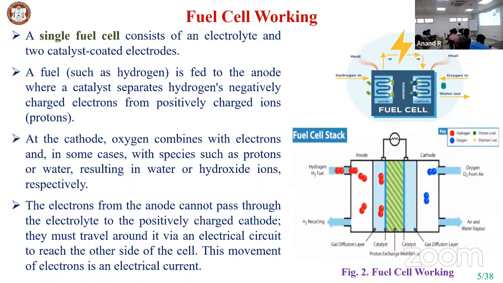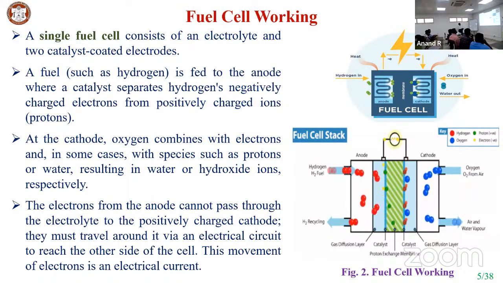Hydrogen fuel is fed into the anode side, where the catalyst separates the hydrogen's negatively charged electron from the positive charge. The purpose of the catalyst on the anode is to do the oxidation process, where it will produce hydrogen ions as well as electricity. The positive ions move towards the electrolyte, which contains only positive ions, and go to the cathode side, whereas the unreacted hydrogen is recycled to the anode side.